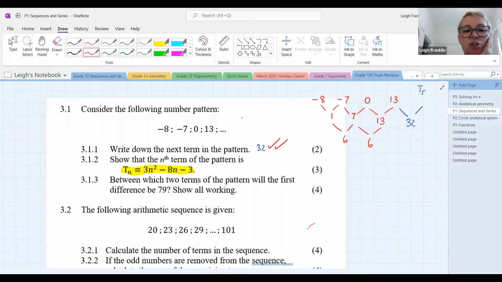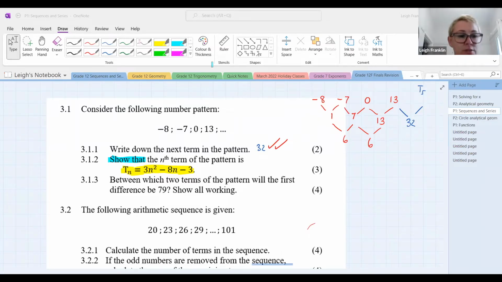Now they say to us, show that the nth term of the pattern is whatever. So when we see show that in maths, what are we not allowed to do? What's not okay? Exactly. We're not allowed to use the information that we've been given. So we're not allowed to verify by substitution. Verification by substitution is not allowed. So we have to pretend that we do not know that that is the answer.